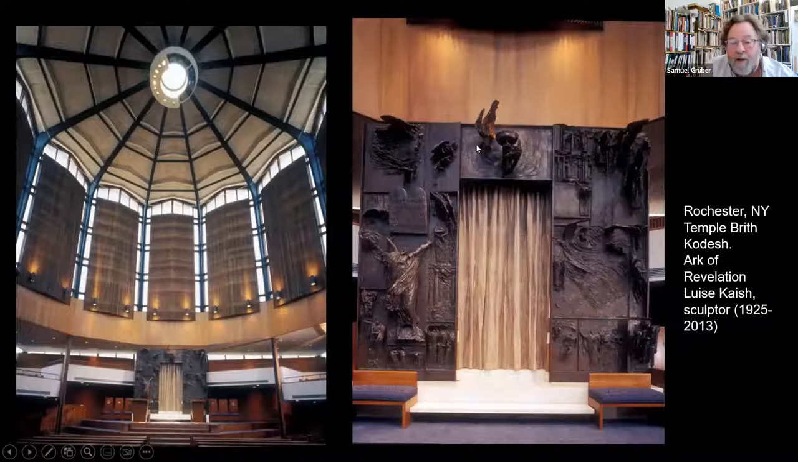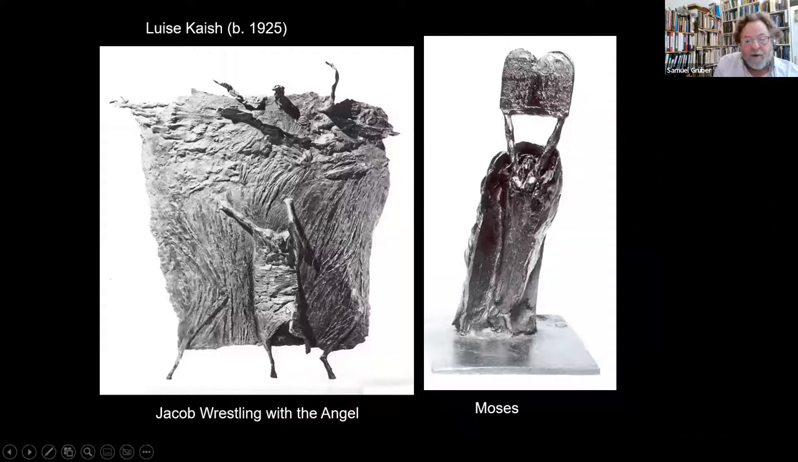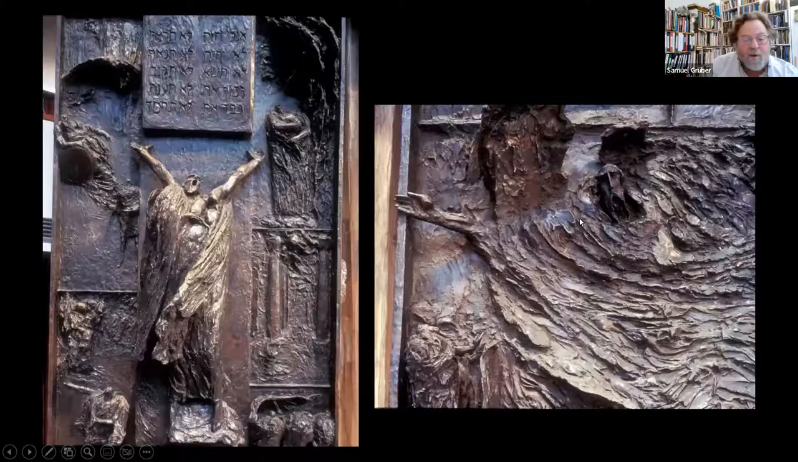The figures are based on a whole series of smaller bronzes that I mentioned she was working on. These are two: Jacob wrestling with the angel, and Moses receiving the commandments. But there are many more. And then they were expressed as reliefs in these big bronze panels.